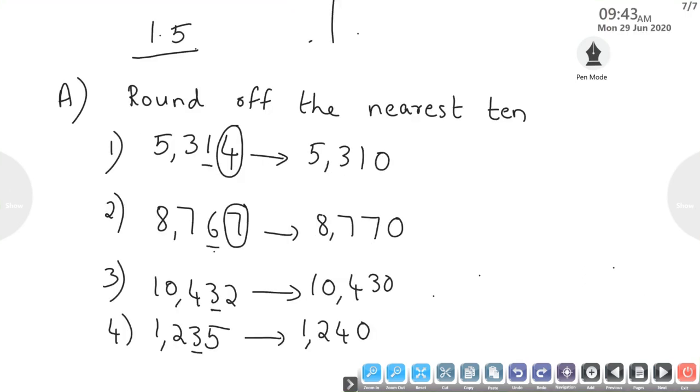Now next class we will move to rounding numbers to the nearest 1000, and also some large numbers, large digits also we will do. I hope you understood this one.